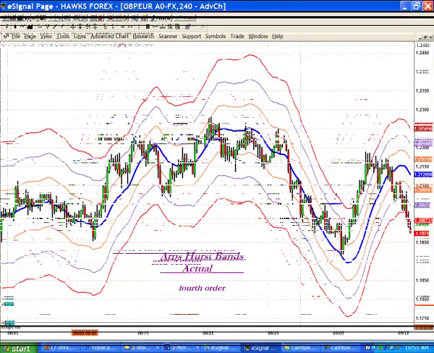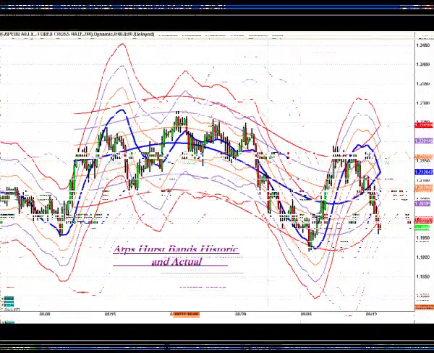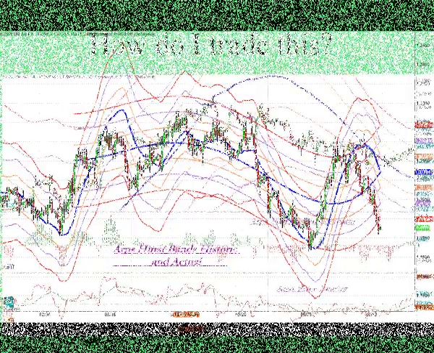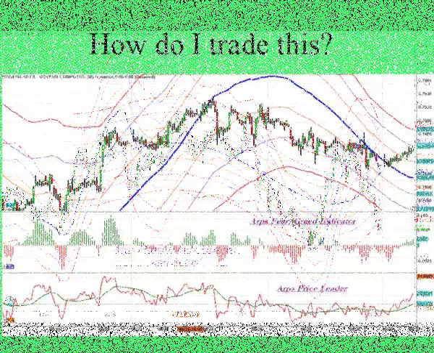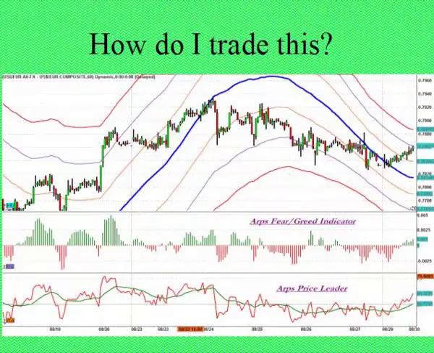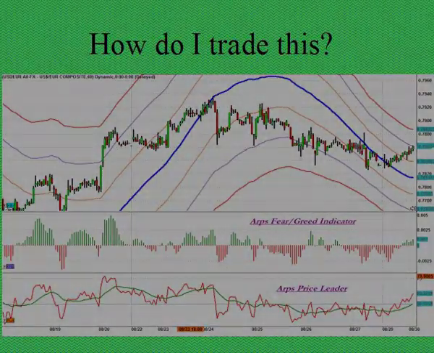If you plot the Arps Hurst Bands Actual on top of the Arps Hurst Bands Historic with the same input values, you will notice that the bands should meet at the plotting of the last bar. How would one use the Arps Hurst Bands to help make more consistently profitable trades?